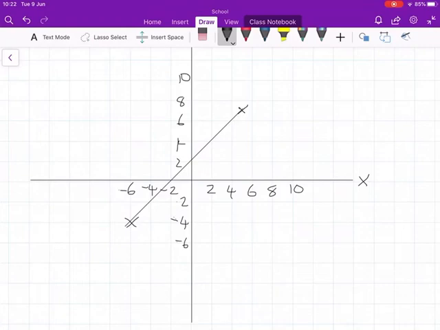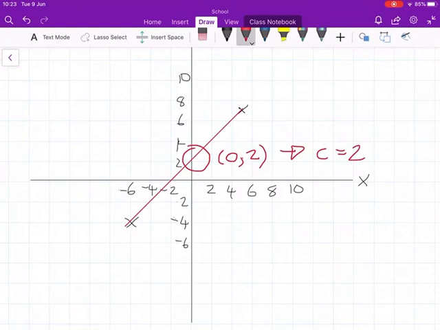What you should see now is that it's a straight line. It's going from left to right upwards, which means it has a positive gradient, and it also cuts the y-axis. So we want to find where it cuts the y-axis. Looking there, you can see that is at the point (0, 2). That means in your equation c is equal to 2.